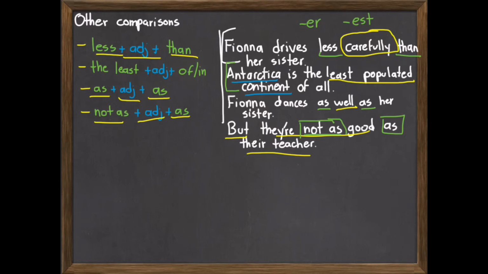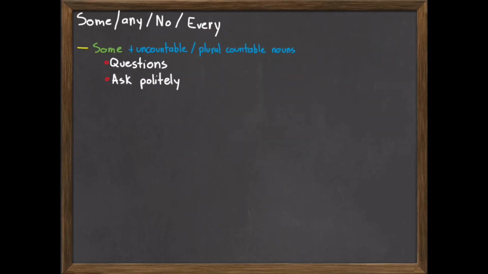Now let's go to the next section of this module. Some, any, no, and every. Some, we use some and any uncountable or plural countable nouns for affirmative sentences and in questions when we offer something or ask for something politely. Notice that it's for affirmative sentences.